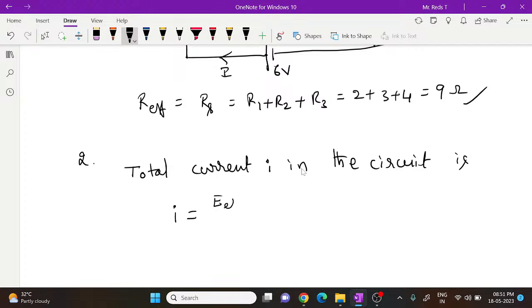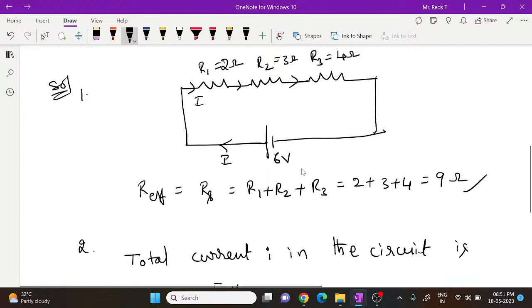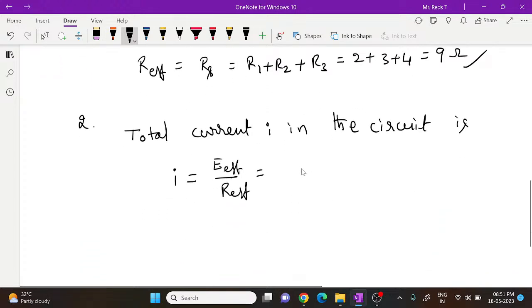Here you have to take E effective by R effective, as only one cell is there in the circuit. Look at the circuit once again. So E effective is nothing but the potential difference of the cell, or EMF of the cell. It is nothing but 6 volt. R effective we have already calculated, that is 9 ohm. So 6 by 9 is equal to 2 by 3 ampere.